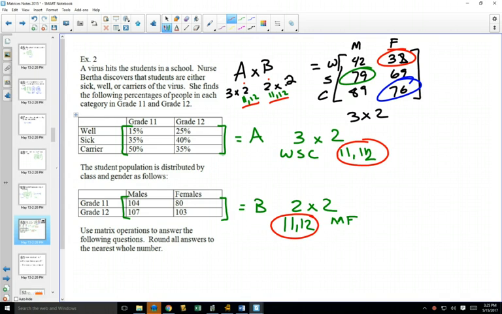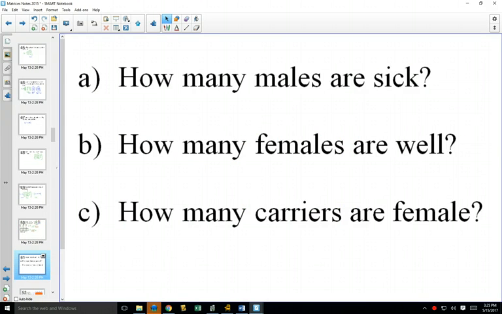As a result, our outside numbers are well, sick, carrier and male, female, and we can put that in, and if we round those numbers, we now know that there are 38 females that are well, 79 males that are sick, and 76 females that are carriers, so we could use that information to solve this.